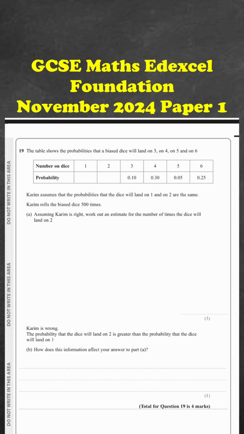Question number 19. The table shows the probabilities that a biased dice will land on 3, on 4, on 5, and on 6. Kareem assumes that the probabilities that the dice will land on 1 and 2 are the same. Kareem rolls the biased dice 500 times. Assuming Kareem is right, work out an estimate for the number of times the dice will land on 2.